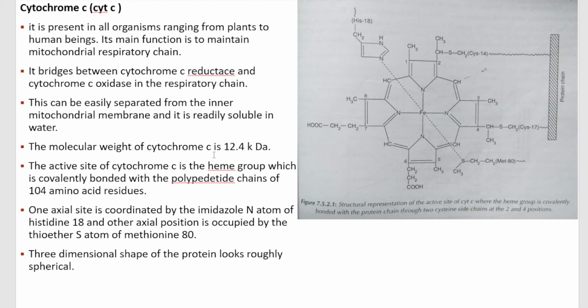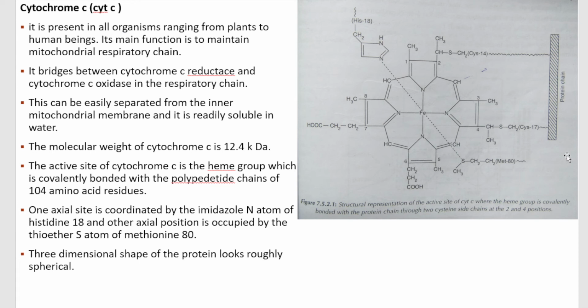Other than that, the molecular weight of cytochrome C is around 12.4 kilodaltons, and the active site, you can see in this cytochrome C, is a heme group. This heme group is covalently bonded to a polypeptide chain or protein chain. Can you see here? The heme group is connected to the polypeptide chain, which has 104 amino acid residues in it.